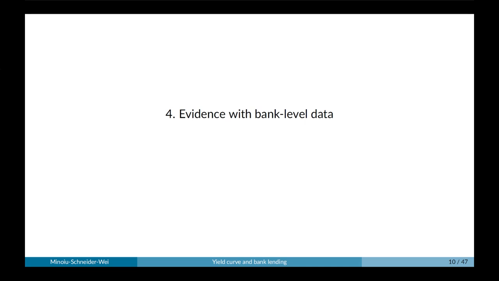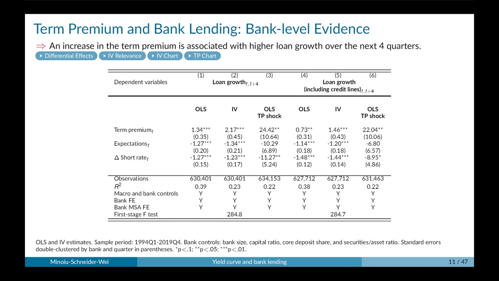So let me go straight into the results. I'm going to have bank level data results and loan level data results. So in the bank level, we are going to estimate the level effect of the term premium. So there's not many options here. Here we either use shocks with OLS, that's columns 3 and 6, or we use an IV, columns 2 and 5, or we just do a simple OLS.